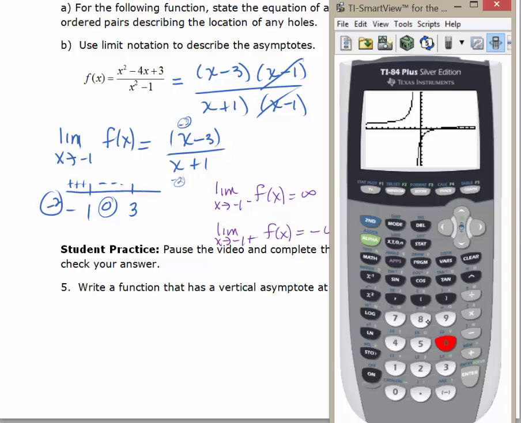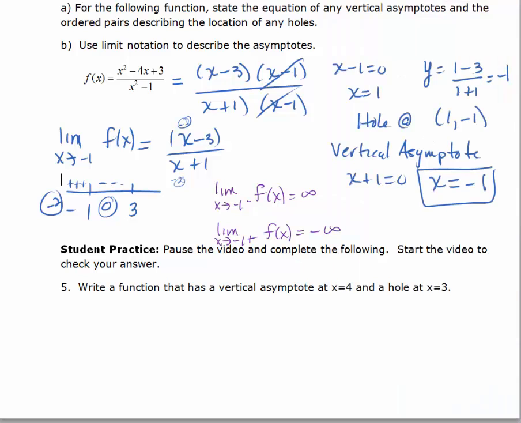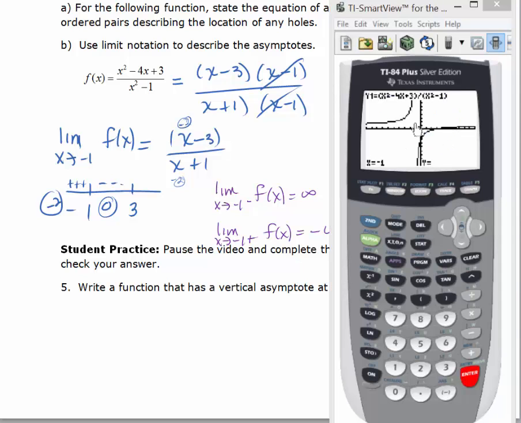Alright, so we said that we found that there was a vertical asymptote at x equals negative 1. If I trace on negative 1, you can see that we don't get a function value because it doesn't exist, and you can look here at the value of negative 1. You can see the calculator is confirming what we suspected, or what we basically confirmed analytically.